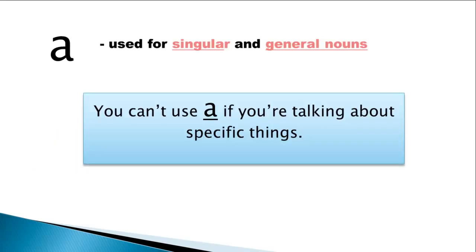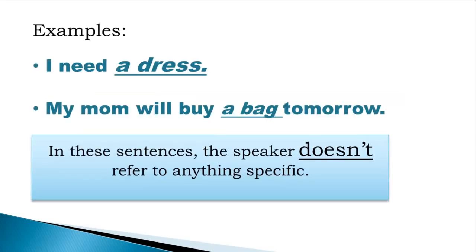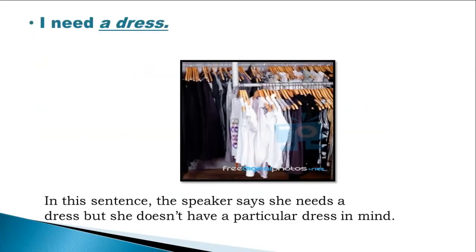The first one is a. It is used for singular and general nouns. You can't use a if you're talking about specific things. Examples: I need a dress, and my mom will buy a bag tomorrow. In these sentences, the speaker doesn't refer to anything specific.